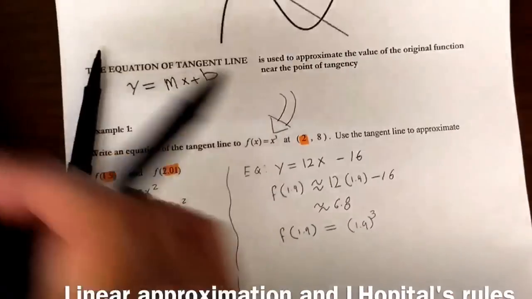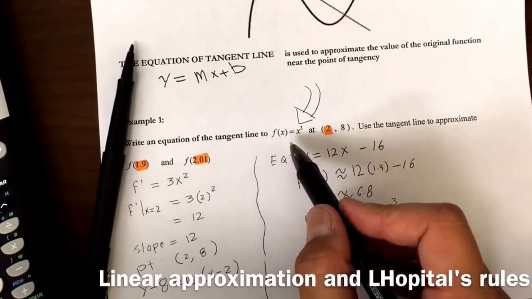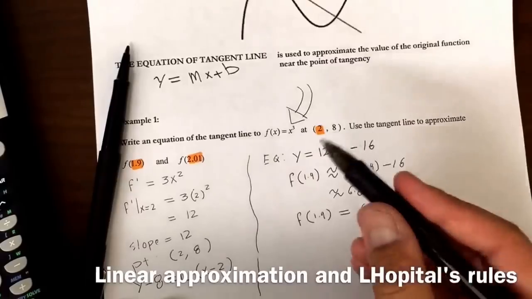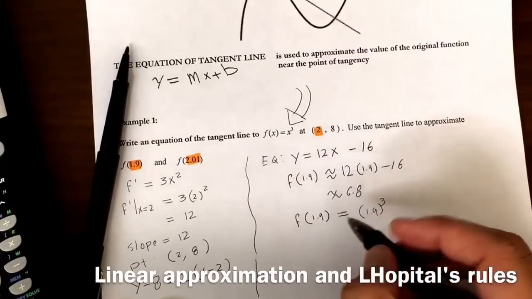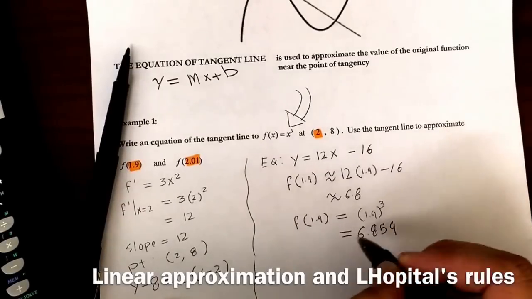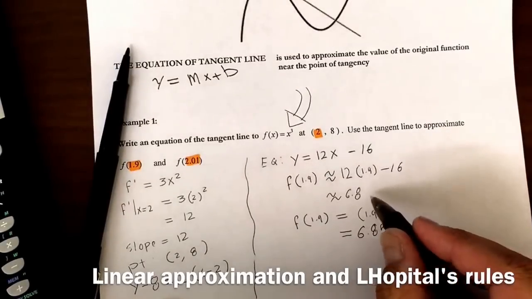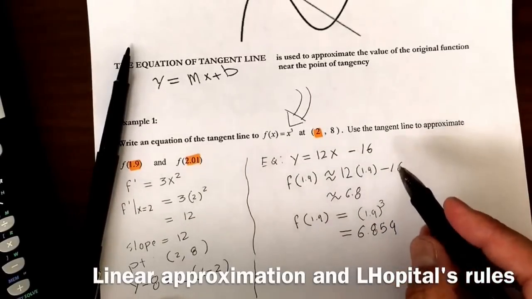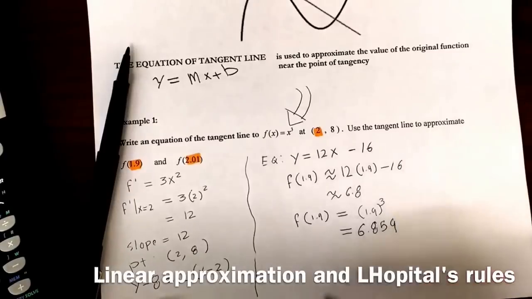We didn't want to use the original function because the original function is nonlinear. The tangent line is linear, but notice that the tangent line does a pretty darn good job of giving us the exact function value. We're off by 0.059, which is a very small value.